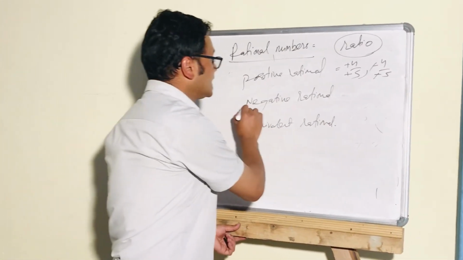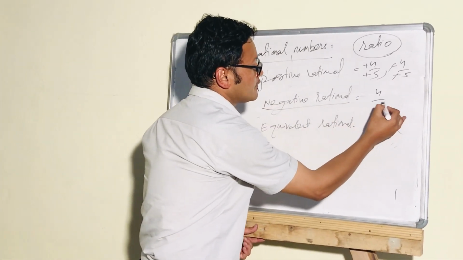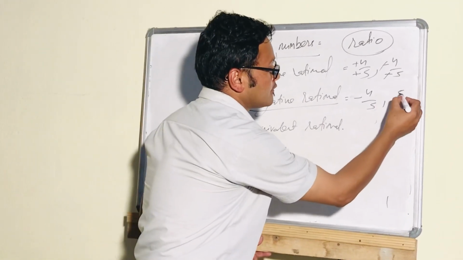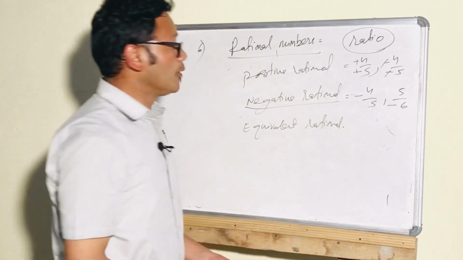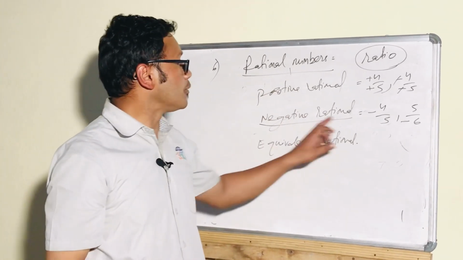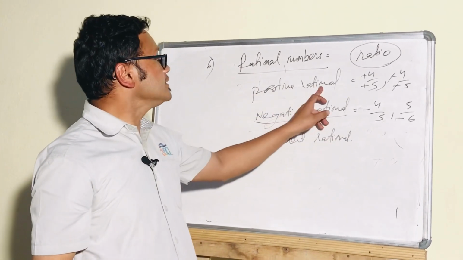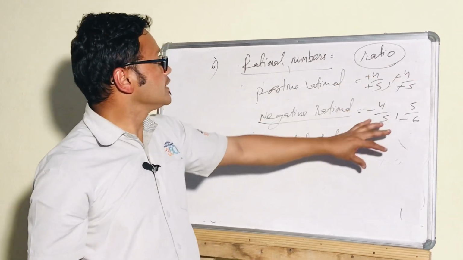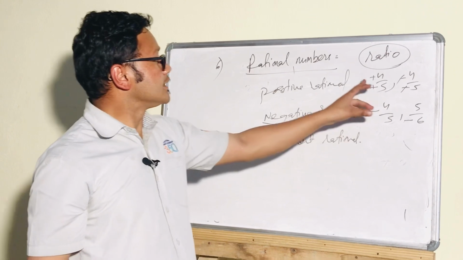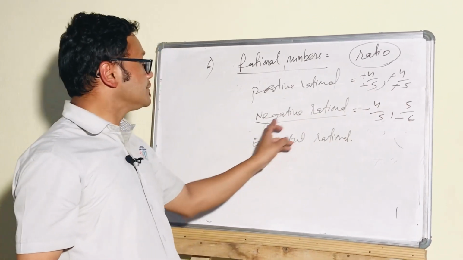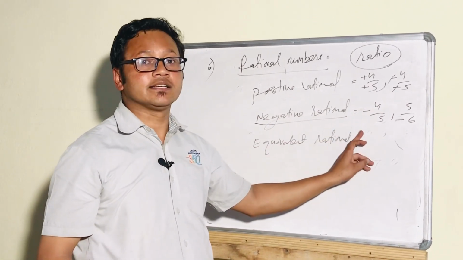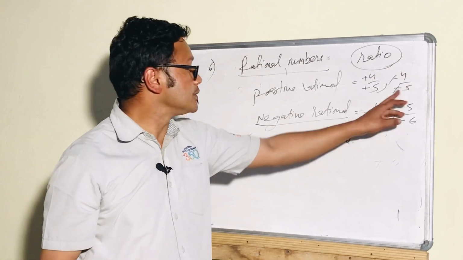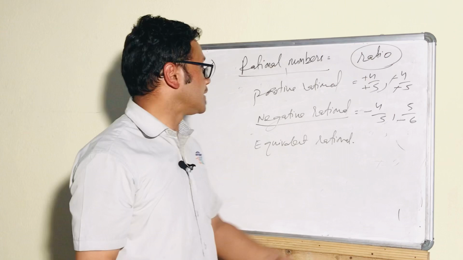Now negative rational means for 4/5 we can write a minus up here, or 5/6 like this. Opposite signs. Negative rational means opposite signs. Positive rational means same sign. It is the ratio, the fractional part only, but it should be the same sign. In negative rational, the opposite sign is considered, like plus and minus or minus and plus, but in the fractional or ratio part only.